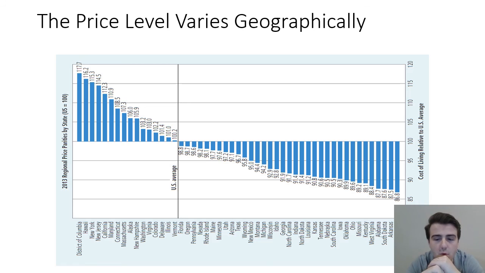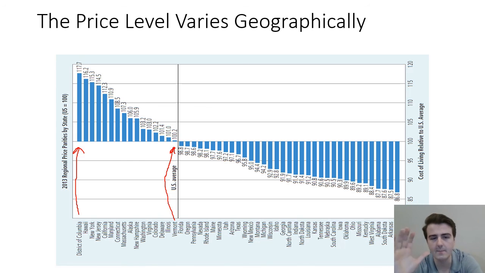And I did want to hit this one more time. Price level varies geographically, right? So what I've got here are regional price parities by state. Essentially, this is trying to measure how the price level is different in different states of the union. So notice Washington, D.C. up at the top here. Our regional price parity is 117. And the U.S. average is right at 100.2 with Vermont, right?